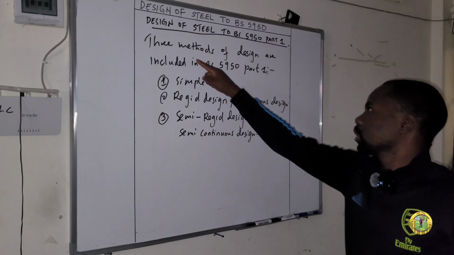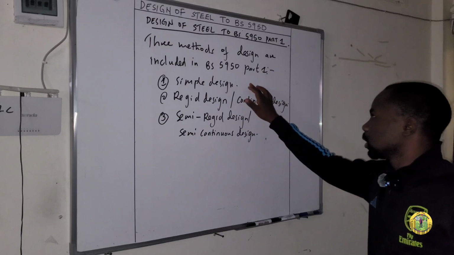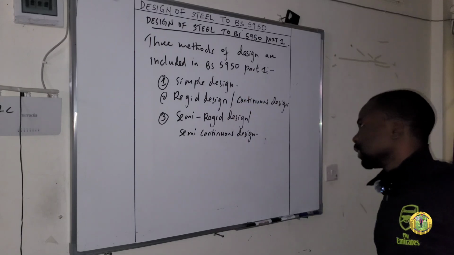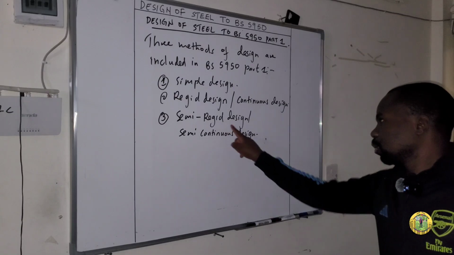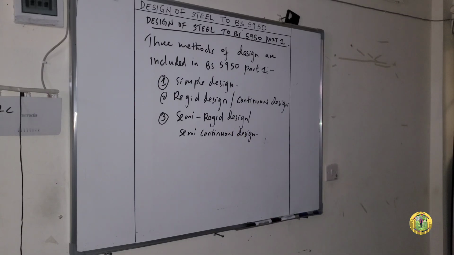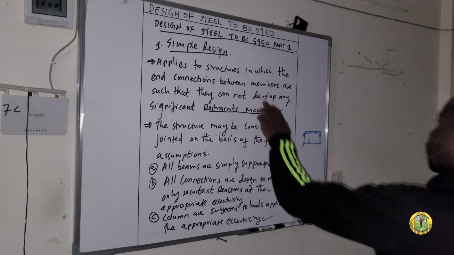Under this, 3 methods of design are included in BS 5950 part 1. Number 1, simple design. Number 2, rigid design, stroke continuous design. And number 3, we have semi-rigid design or semi-continuous design.